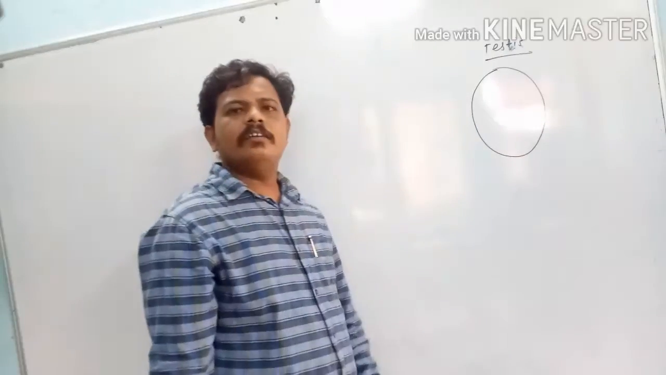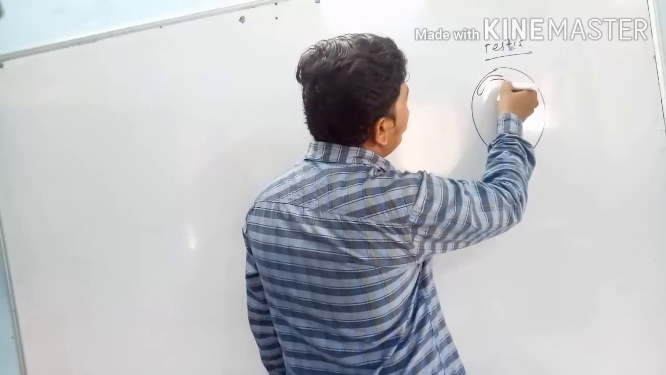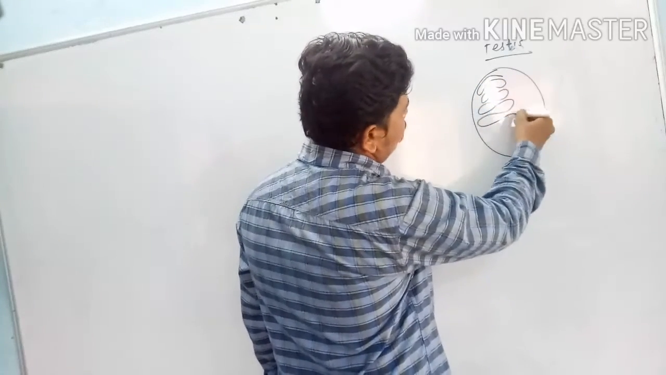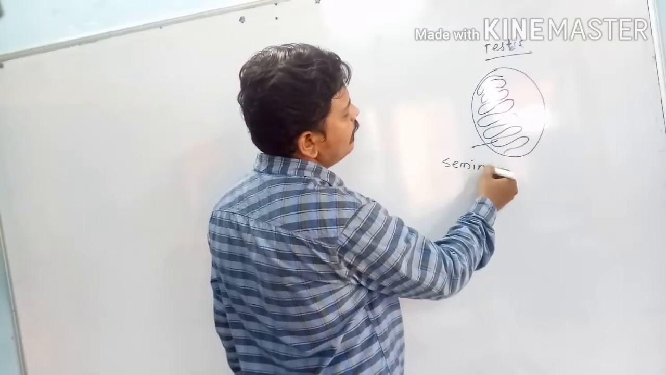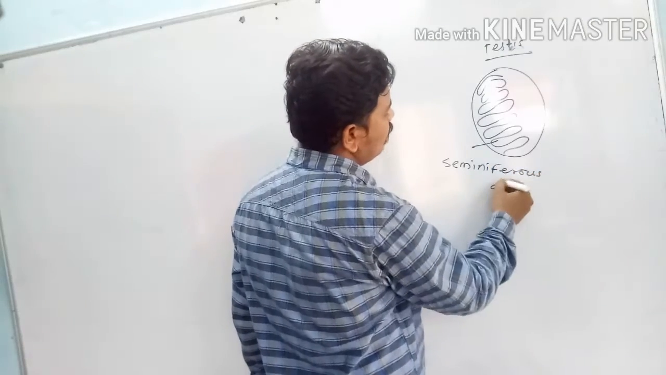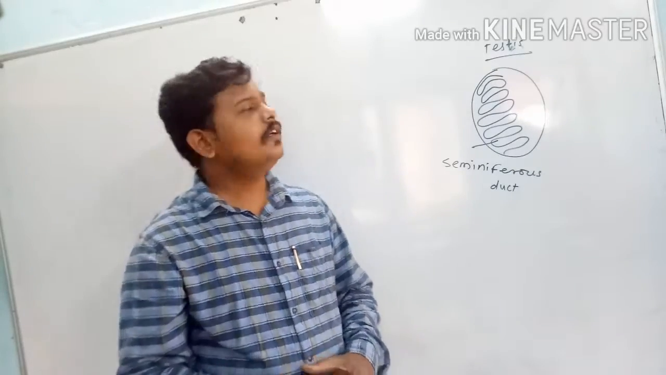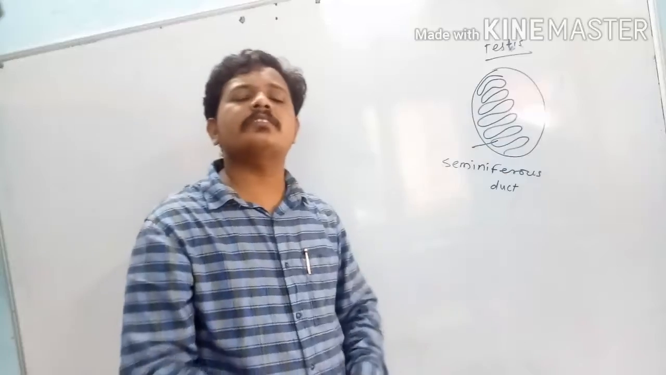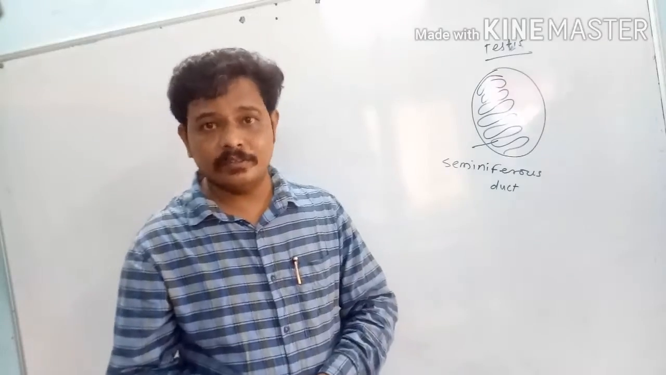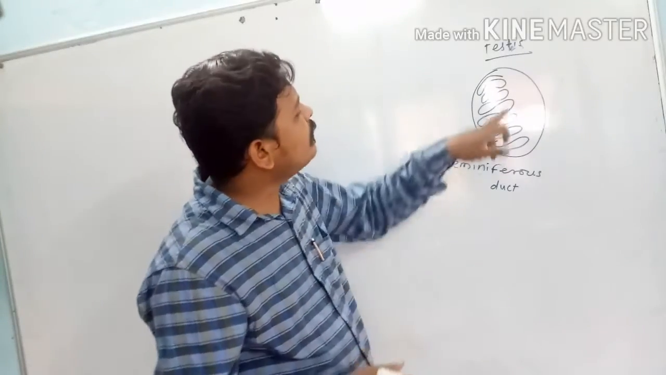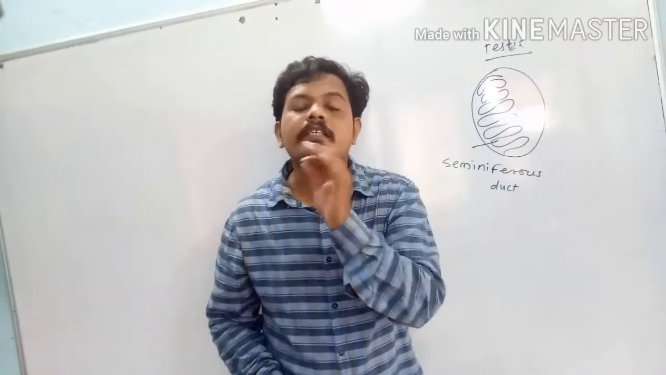Okay, now if you see inside the testis, it has a long and highly coiled duct. This long and highly coiled duct is called the seminiferous duct. Inside the testis, a long and highly coiled tubular structure is seen, and this structure is called the seminiferous tubule. Seminiferous tubules form lobules, and these lobules are called testicular lobules.